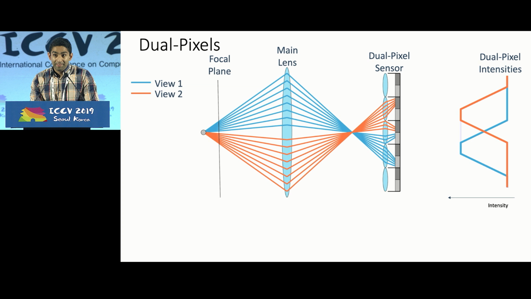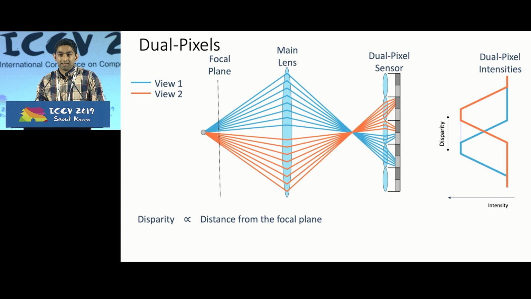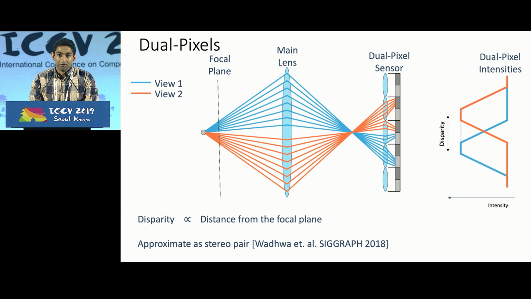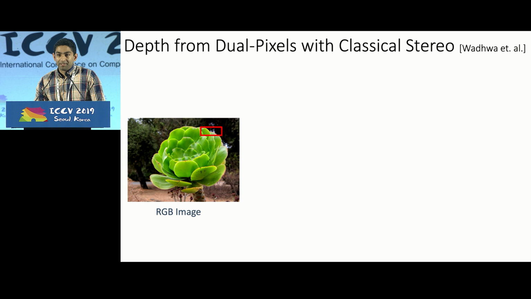If we read the top and bottom half pixels separately to yield 2 different images, we see that there's a displacement or disparity between them because they see 2 slightly different viewpoints. This disparity depends on the distance of an object from the focal plane. In previous work, we showed that one can approximate the dual pixel views as a stereo pair and compute depth using matching. However, classical stereo approaches can fail for dual pixel images.